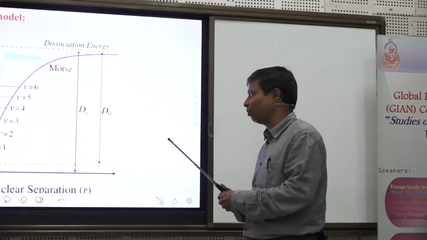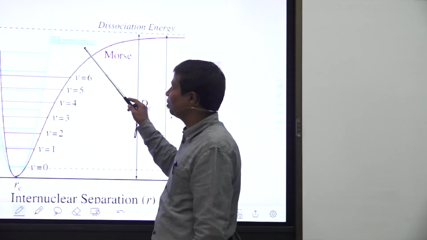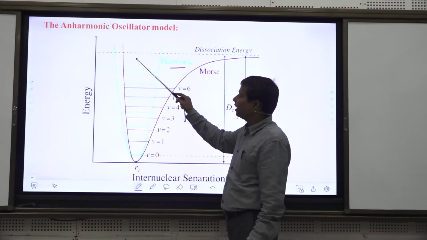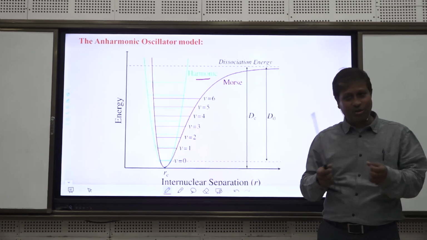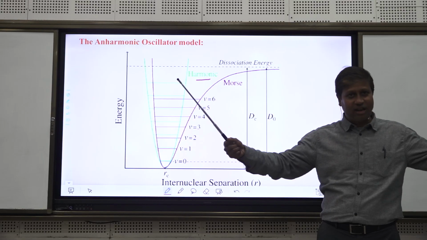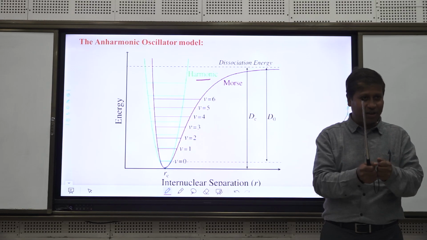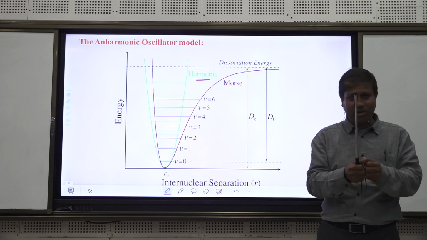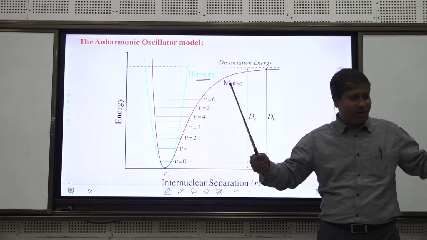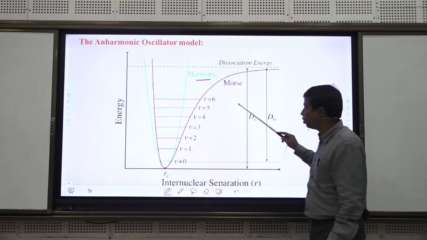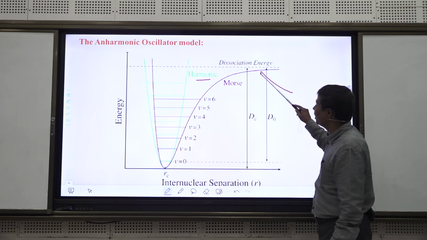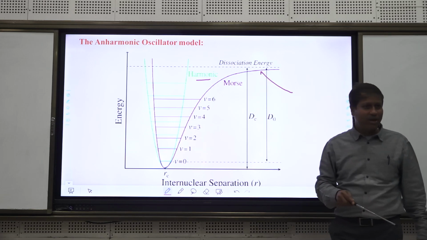So where was the problem? The problem was that in the harmonic oscillator, there is no bond breaking aspect. It means you stretch it, nothing happens. Compress it, nothing happens. But it is true that once you stretch above a limit, then the bond should break. This bond breaking fact is now included, and this is included by the Morse potential.